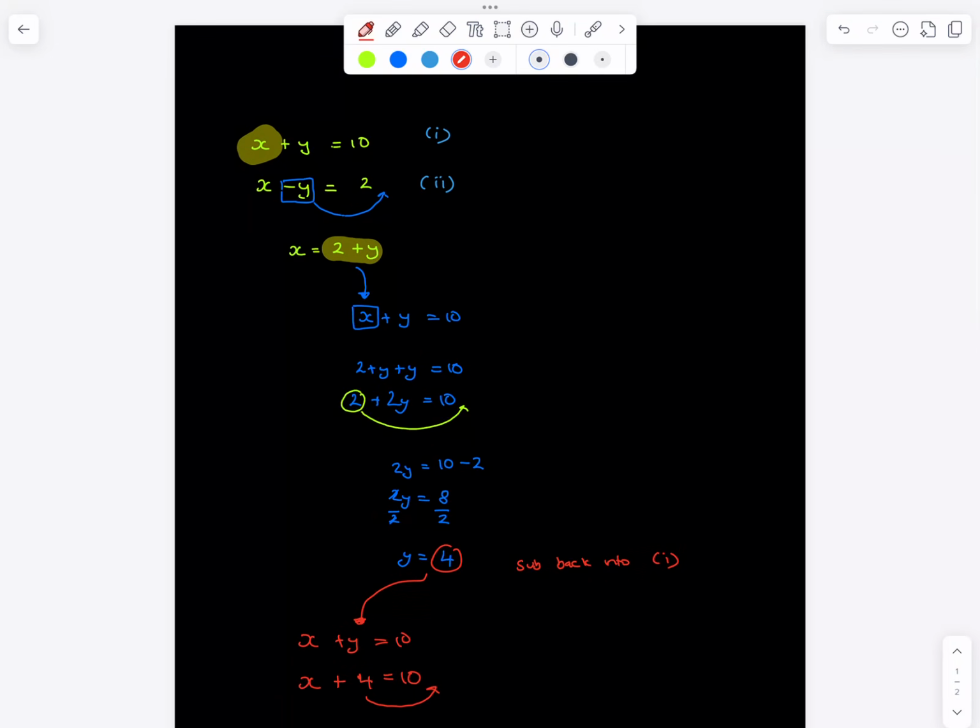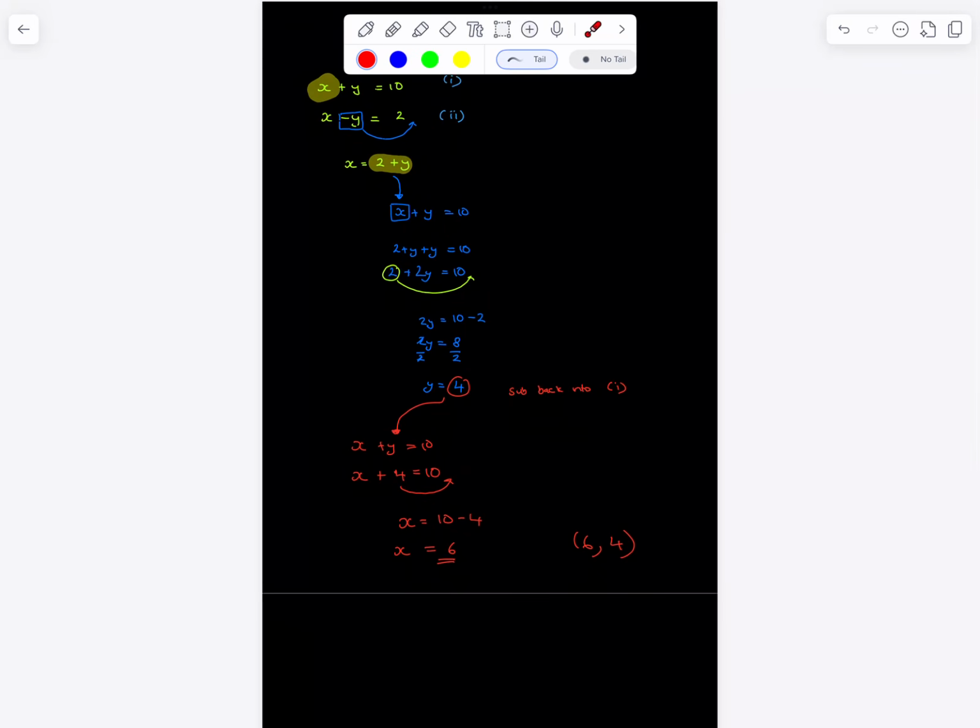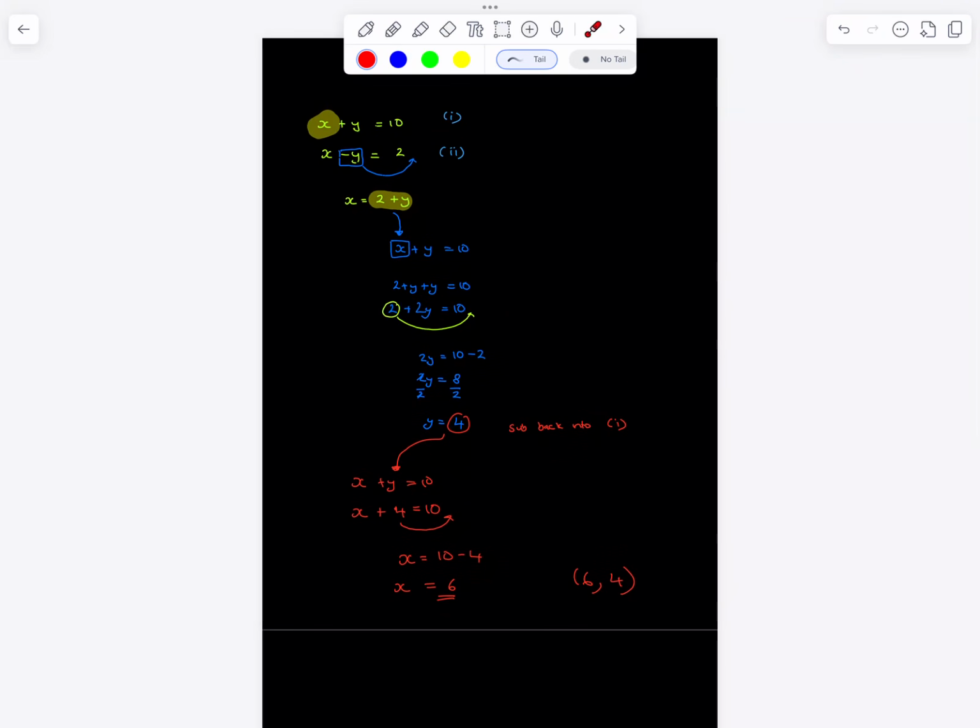And we're just going to make sure it holds true. So with simultaneous equations, it's really good to check your answer. So remember, x was 6 and y was 4. And 6 plus 4 does equal 10. And 6 take 4 does equal 2. So we know my solution is correct. So I'm confident with my solution.